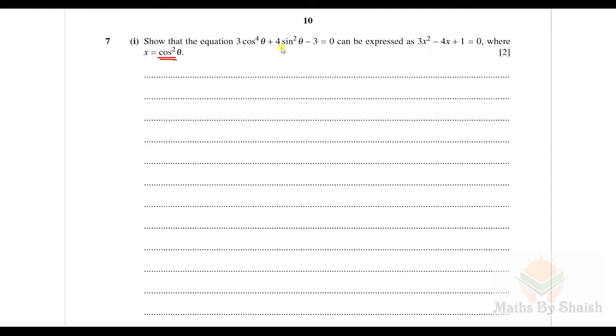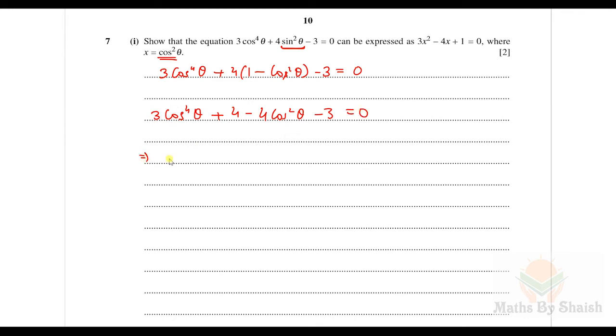And we know in the AS level we have one identity where the sine square and cos square got connected. So it becomes 3 times cos power 4 theta plus 4 into 1 minus cos square theta. That is the identity which connects sine square and cos square theta, and minus 3 is equal to 0, or we can write it as 3 times cos power 4 theta plus 4 minus 4 cos square theta minus 3 is equal to 0. Let's collect them together.